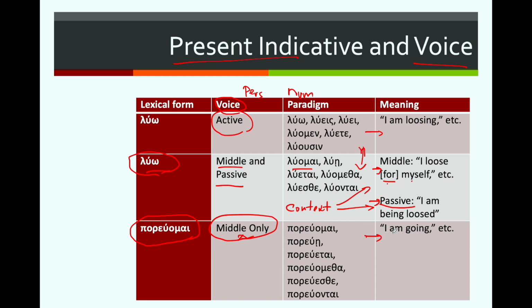And we translate them with an active idea: I am going, you are going, he or she or it is going, we are going, you all, you plural, are going, and they are going. Okay? So those middle-only verbs have these middle endings, but they're translated with an active meaning, and they appear in the dictionary like that. So you'll know right away what they are.